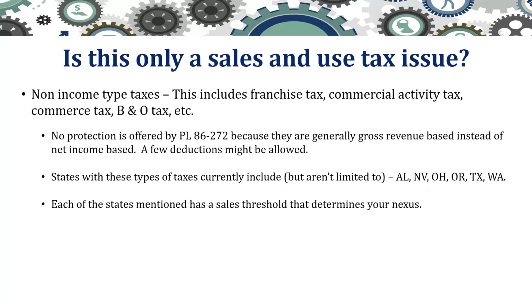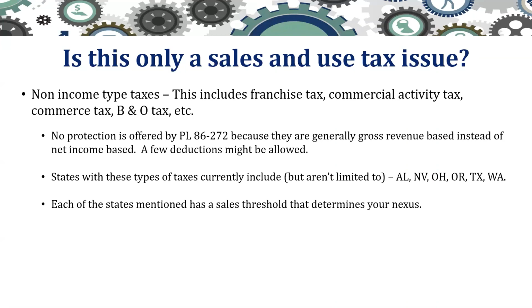There's also some non-income type taxes that are becoming more and more popular. They go by lots of different names, including franchise tax, commercial activity tax, commerce tax, B&O tax, etc. So no protection is offered by Public Law 86272 on these because they're generally based on gross revenue instead of net income, and that law only applied to net income. Some deductions might be allowed, but it's not all of your deductions. Some states with these types of taxes currently include Alabama, Nevada, Ohio, Oregon, Texas, and Washington.